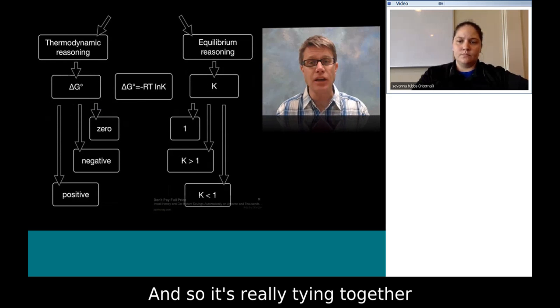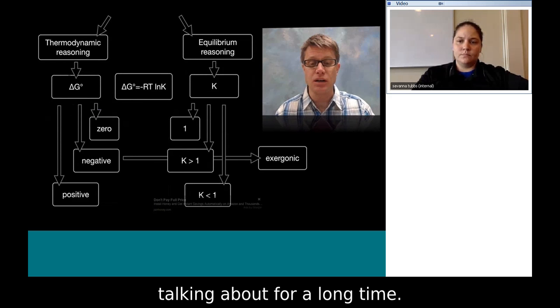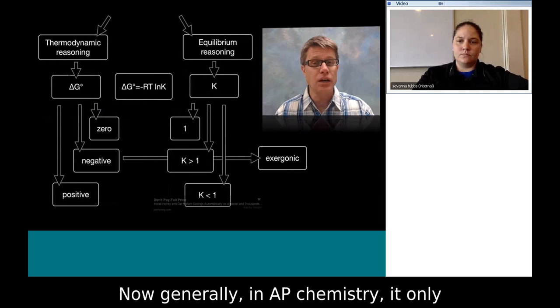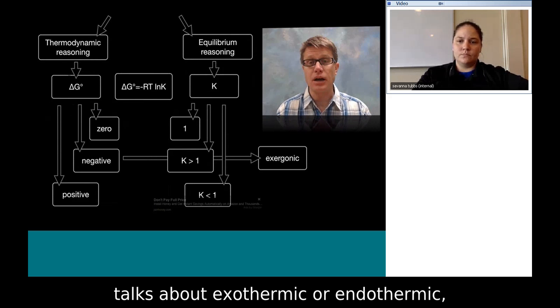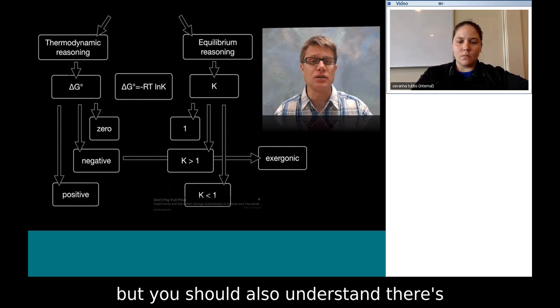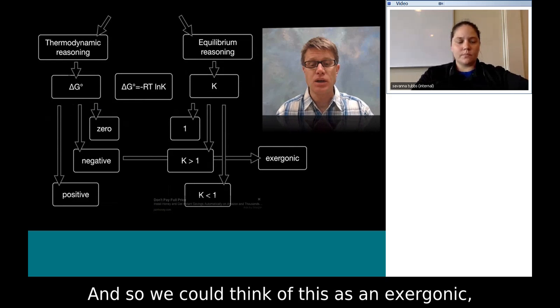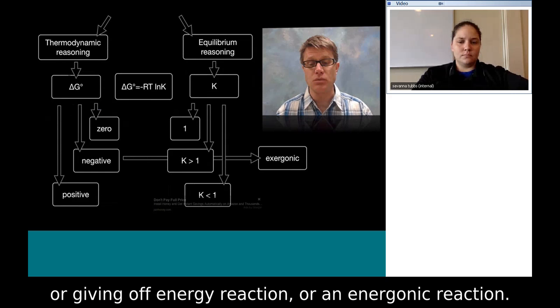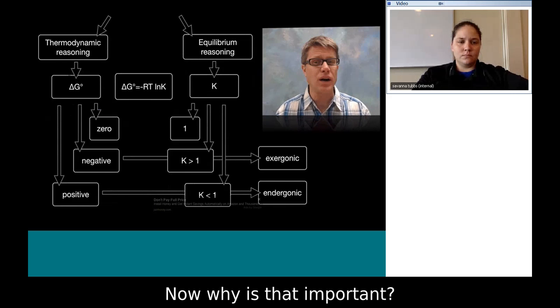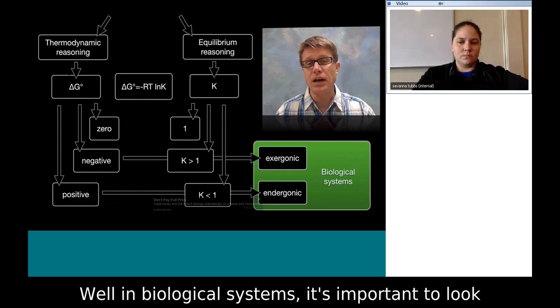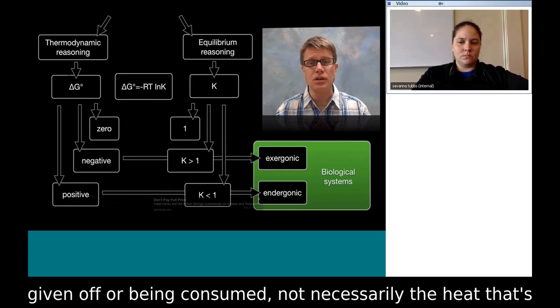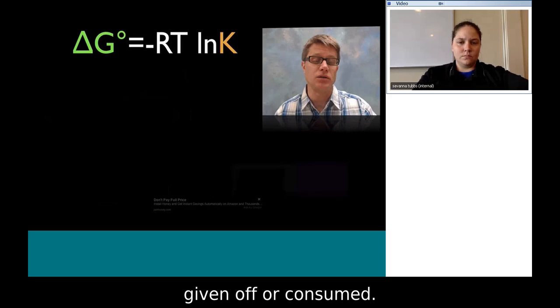And so it's really tying together these two big thoughts that we've been talking about for a long time. Now, generally in AP Chemistry, we've only talked about exothermic or endothermic, but you should also understand there's energy involved in this. And so we could think of this as an exergonic, or giving off energy, reaction or an endergonic reaction. Now, why is that important? Well, in biological systems, it's important to look at the amount of total energy that's either given off or being consumed, not necessarily the heat that's given off or consumed.